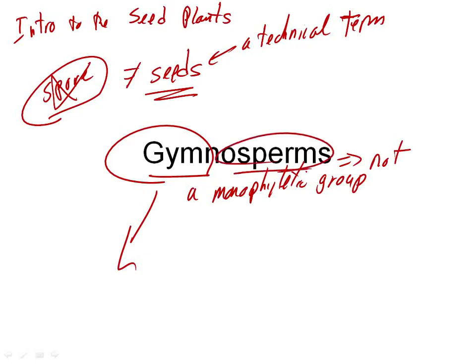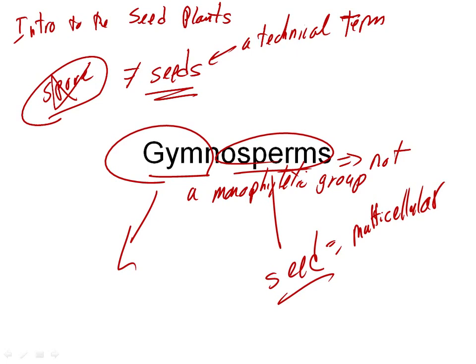Gymno and sperm are the two roots. Sperm means seed, and we talked about that a little bit because we talked about how spores are not seeds. So when we're talking about seeds here, these are multicellular. They are reproductive structures, but they've got a very complex structure, which we'll review again on the next slide, where we draw our seed structure again.